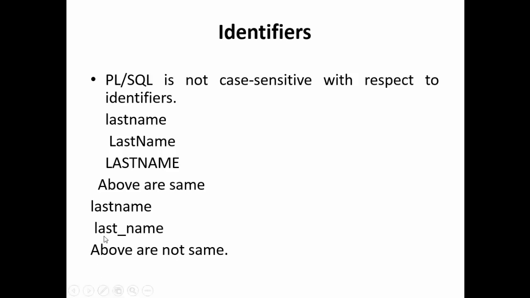Look at the second example. I declared an identifier lastname with no gap in between, so last and name are combined. Subsequently, if I write last_name, they are two different things now. They are not the same. The underscore is a separator, a delimiter separating the two words, last and name. So this is different from the other one. These two are not equivalent.